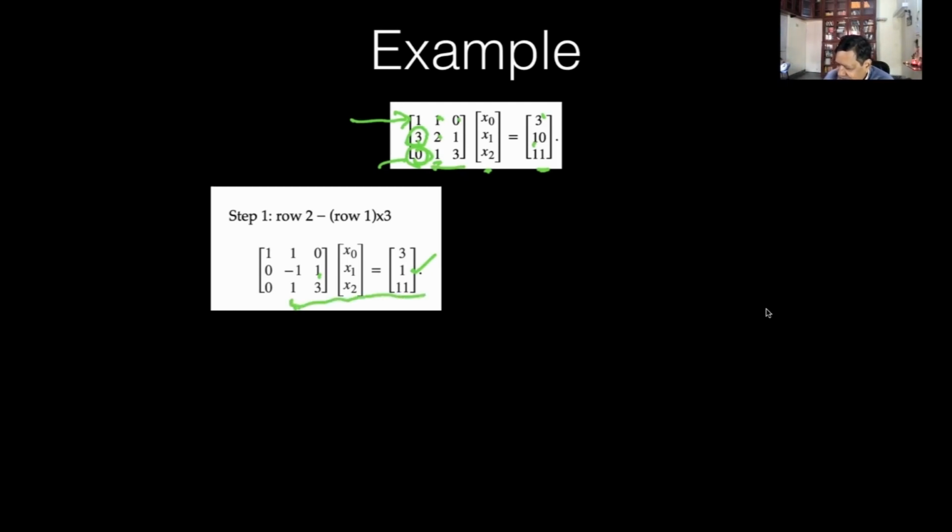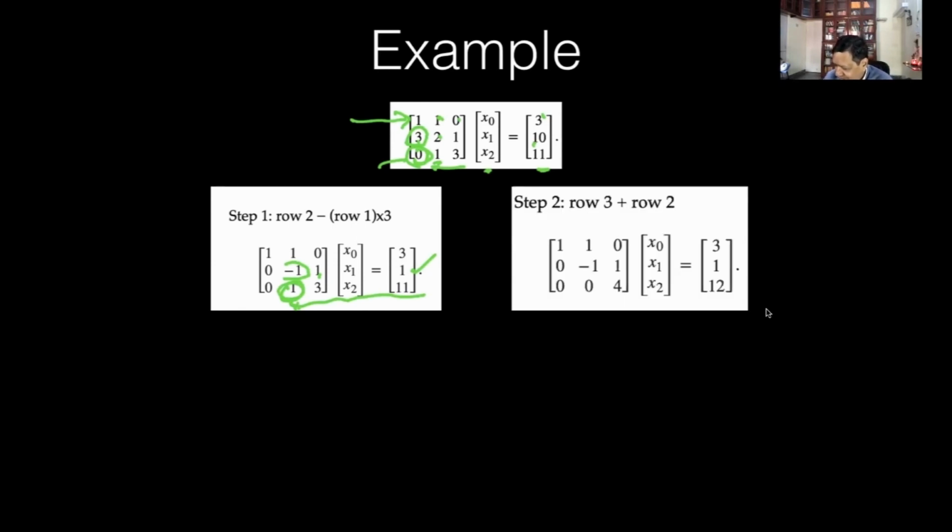After this, I need to get rid of this minus 1. No, sorry, this 1. Get rid of this 1. How will I do it? In fact, it's easy right now. I just add the second row to the third row, and that gives you 0. 1 plus 3 is 4, and 1 plus 11 is 12. Now it's easy, no? So what is x2? From here, 4x2 is 12, so x2 is 3.